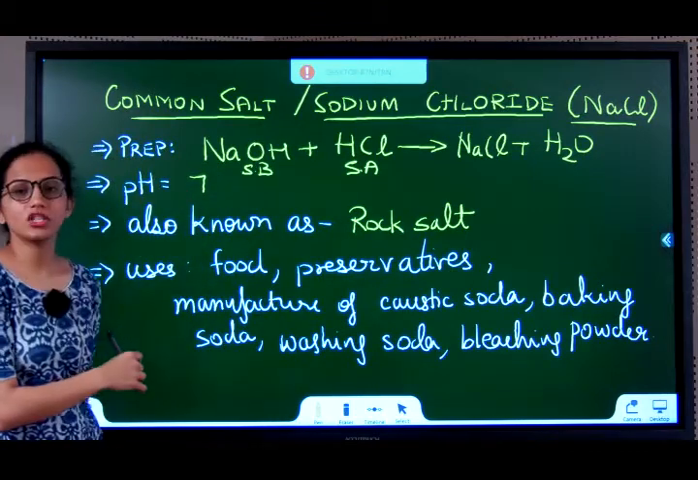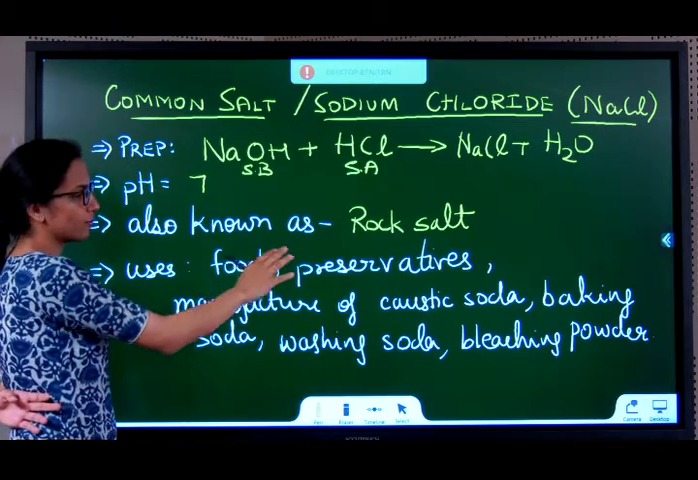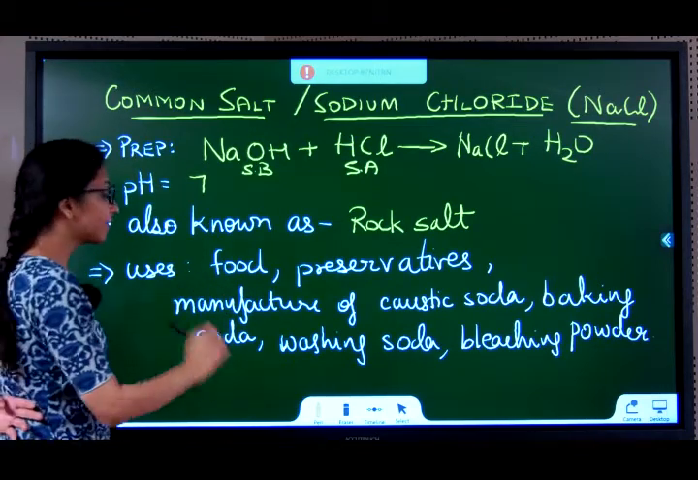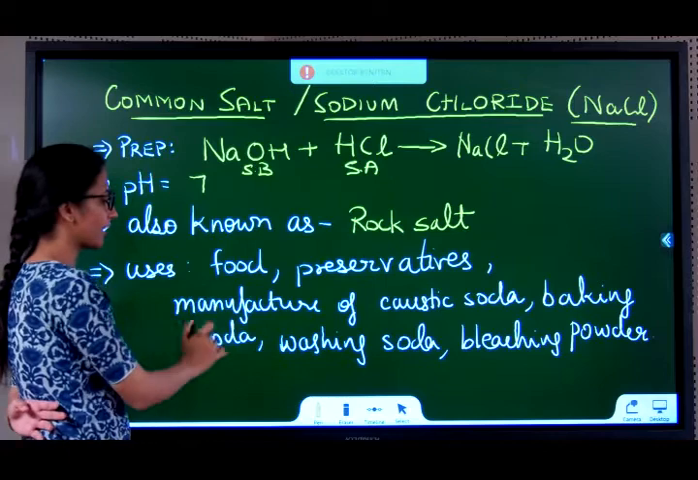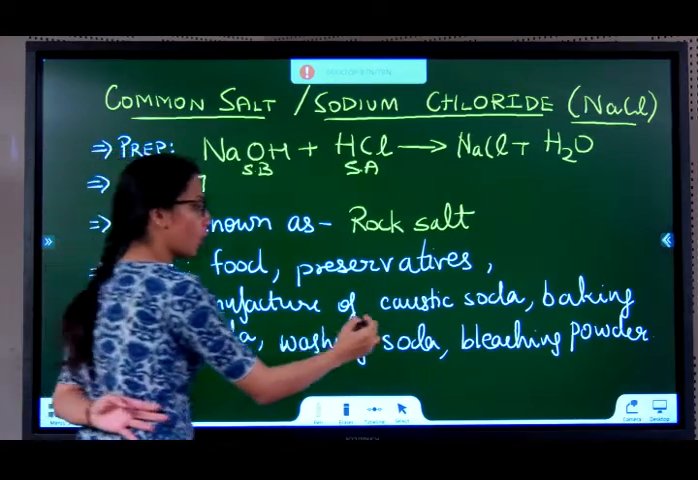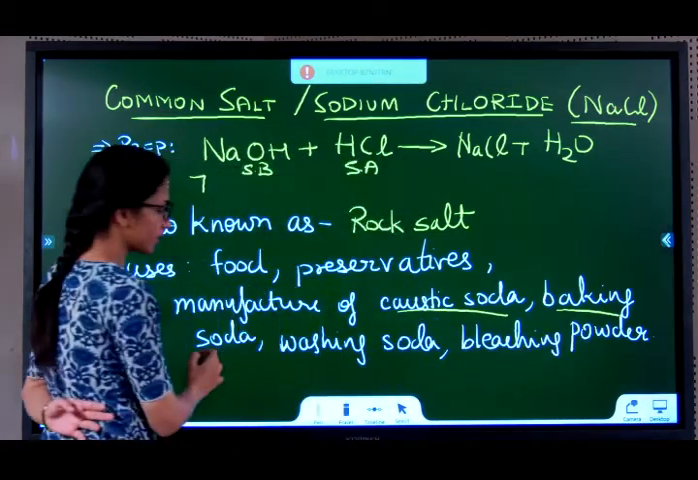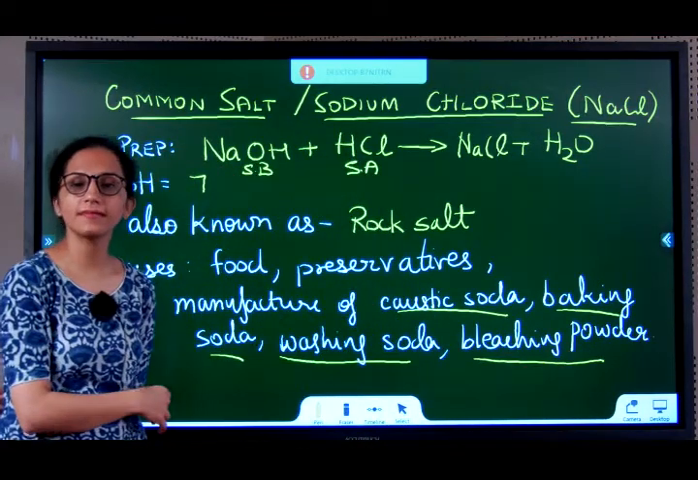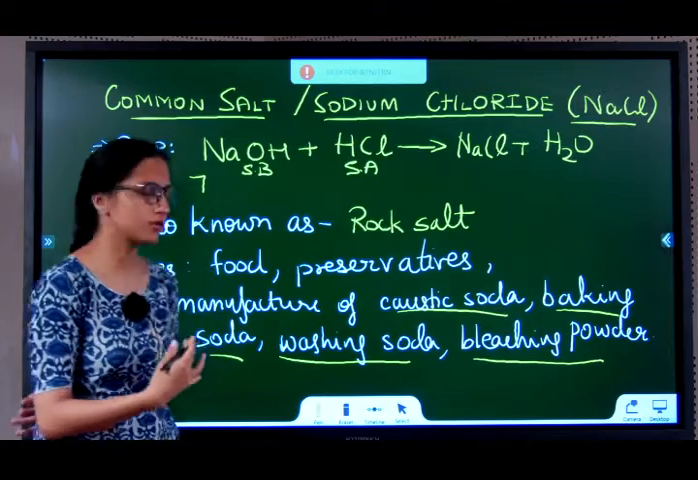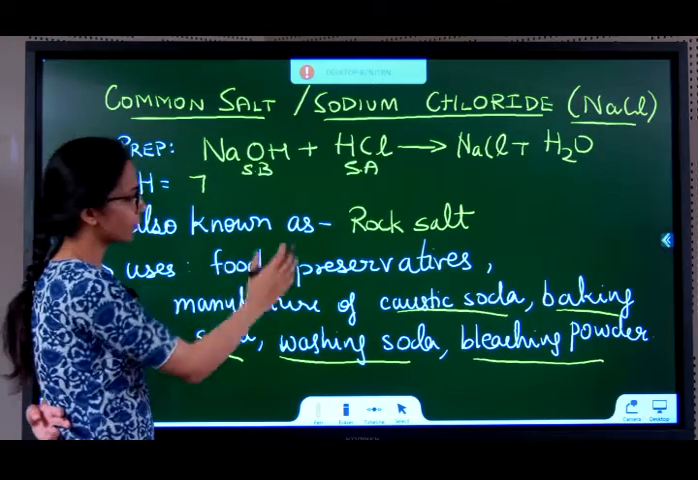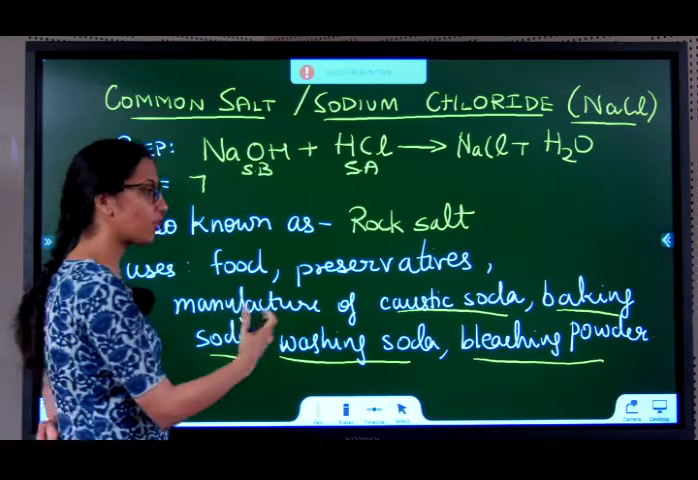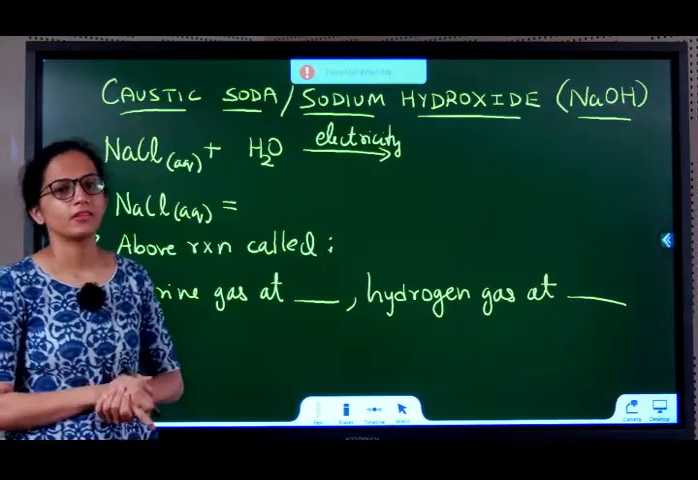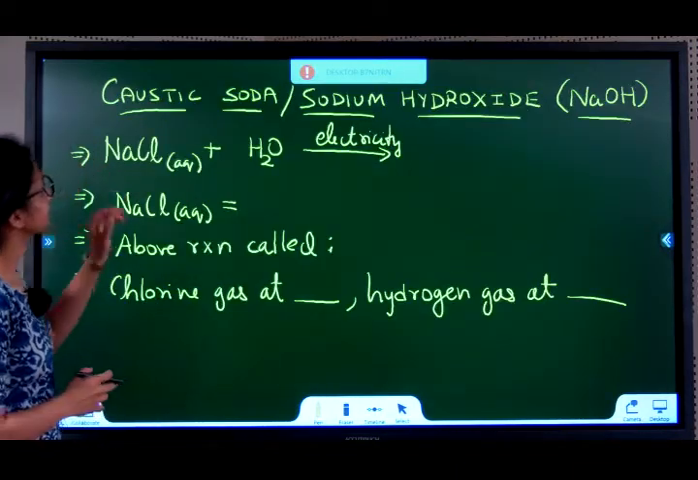Few of the applications of sodium chloride: it is used in foods and preservatives that we already know. Now we will see how sodium chloride is used in the manufacturing of caustic soda, baking soda, washing soda and bleaching powder. These are all 4 items that we use in our day-to-day life in our houses. We will see how sodium chloride is used to get these 4 compounds. So let's see the next salt.